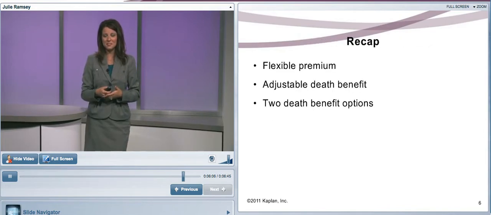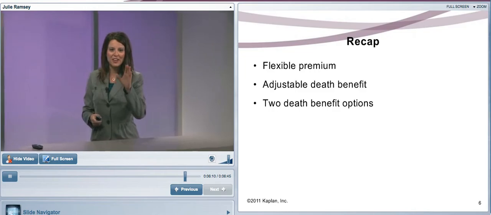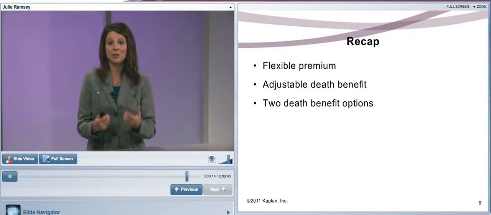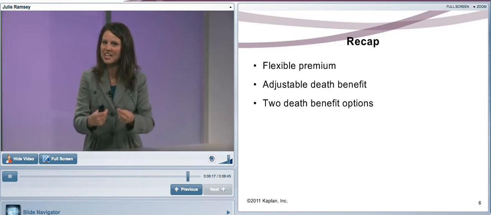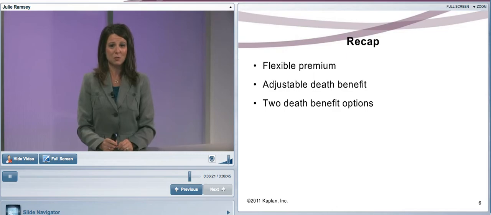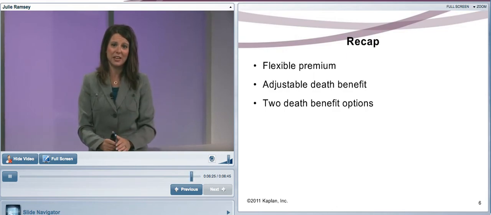To recap, universal life has flexible premiums. And we talked about the effect of flexible premiums. The more I put into my bucket, the bigger the cash value is going to be. It has an adjustable death benefit. I can get more coverage. I can reduce it later on.